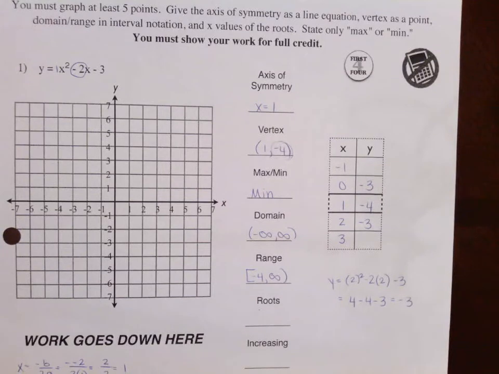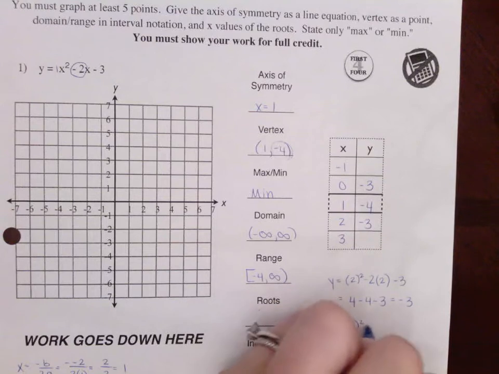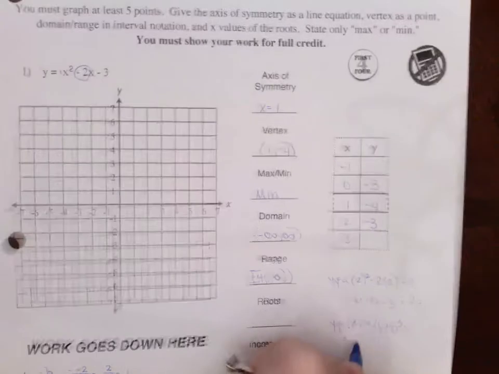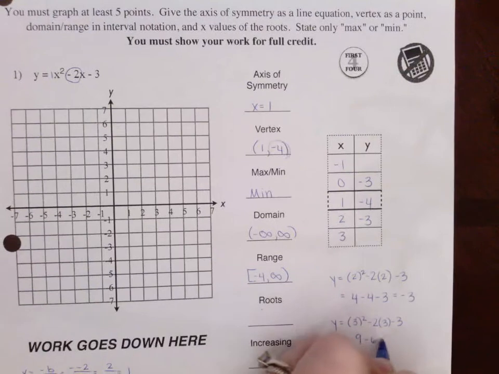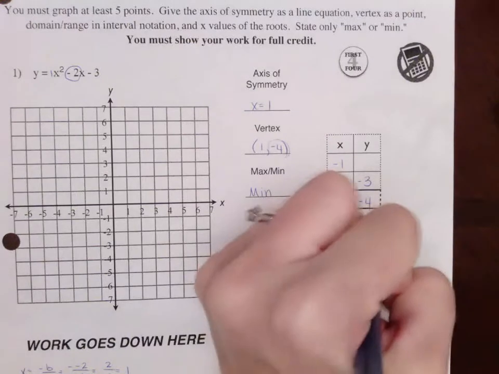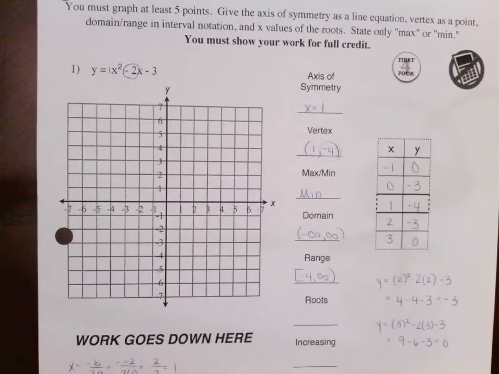And then we plug in a 3. Y is equal to 3 squared minus 2 times 3 minus 3. Lots of 3's going on here. 3 squared is 9, minus 6 minus 3. And 9 minus 6 is 3. 3 minus 3 is 0. So we're going to have a 0 there and a 0 there. So now it is time to plot all these points.